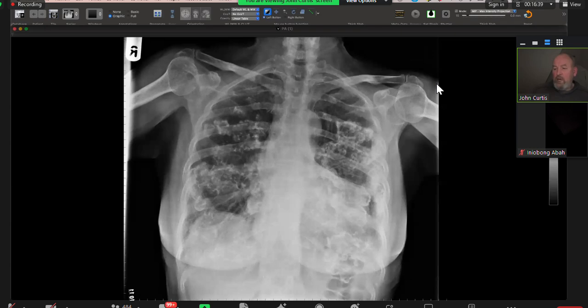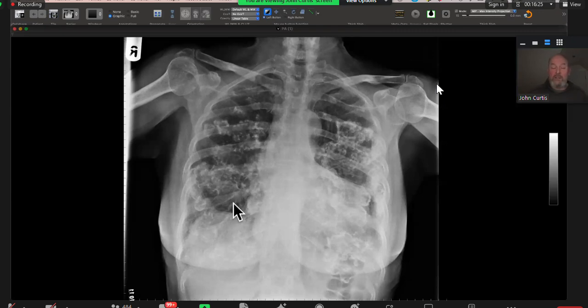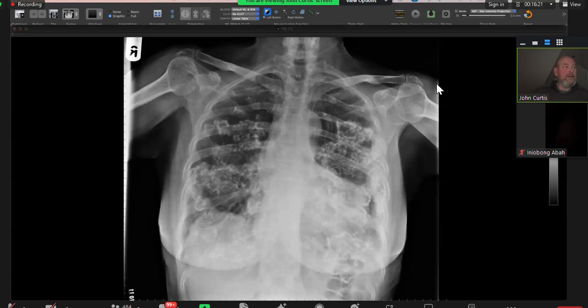This is what asbestos-related pleural plaques look like. Holly leaf calcification, very typical. And very unusually, this is a female, and she's got it from her husband's occupation. So always worth remembering that. You smashed this one out the park.